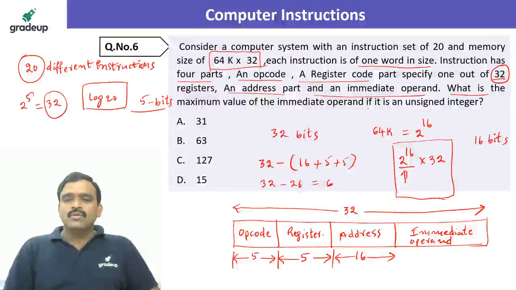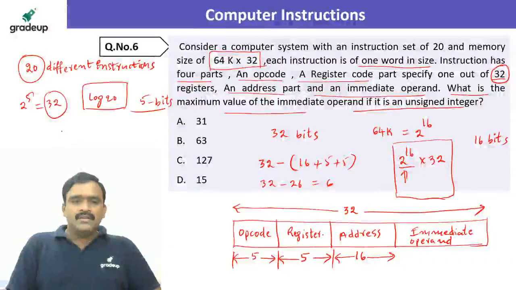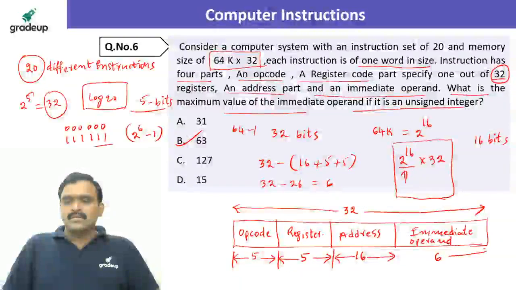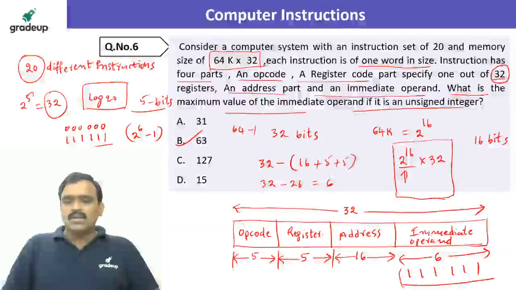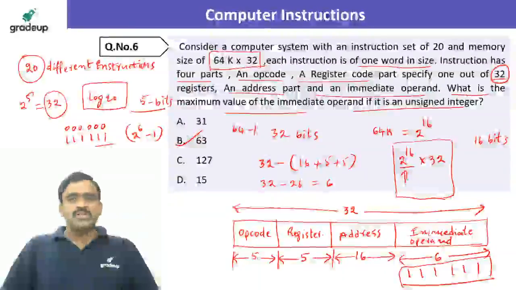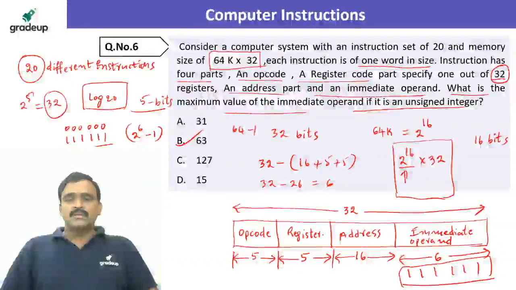What is the question asked? What is the maximum value of immediate operand if it is an unsigned integer? Unsigned means the minimum value is all zeros. 6 zeros is the minimum value using the 6 bits, and 6 ones is the maximum value. So 6 ones is nothing but 2 power 6 minus 1, that is 64 minus 1. It is 63. Very simple. For these 6 bits to get the maximum value, there is no sign bit. All the 6 bits are magnitude, that means all are ones. So 6 ones you convert into decimal, and the value becomes 63. If it is signed, for example, 1 bit you have to spend for sign, and that will be a positive value for the maximum. So option B is the right option for it.